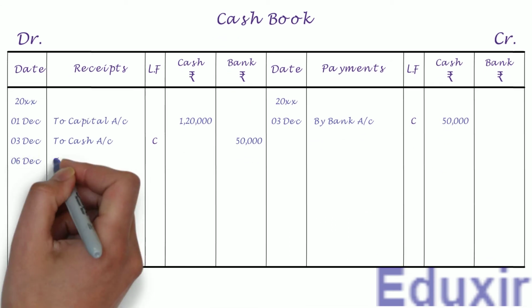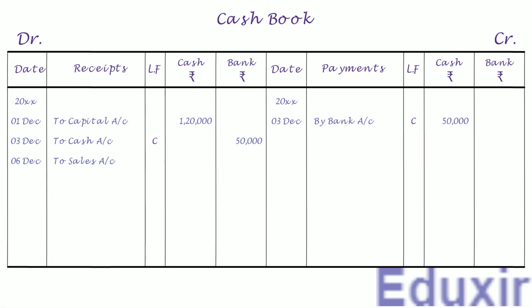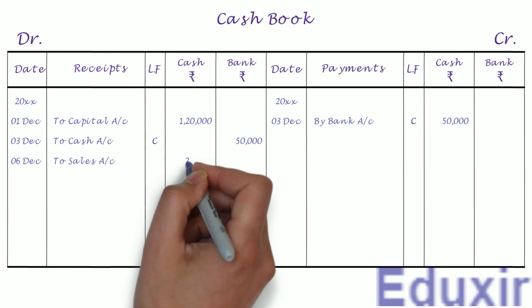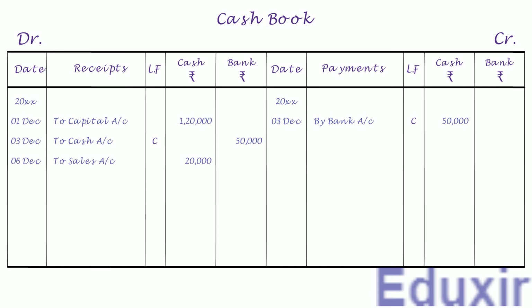Let us then record the sales account in the receipts column. Let us then record the debit amount of 20,000 rupees in the cash column. With that, we have completed the posting of this transaction into the cash book. Let us now take up the next transaction.